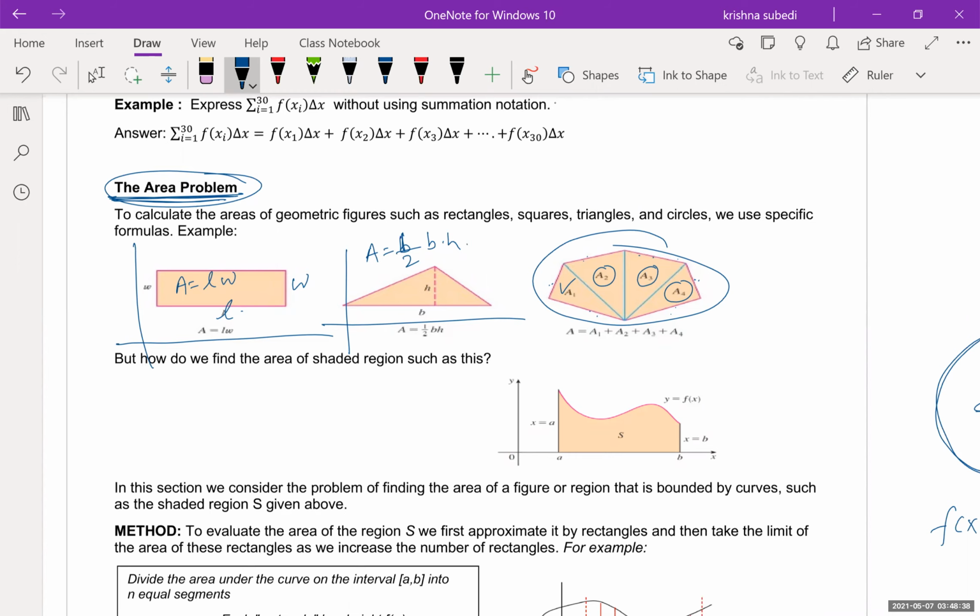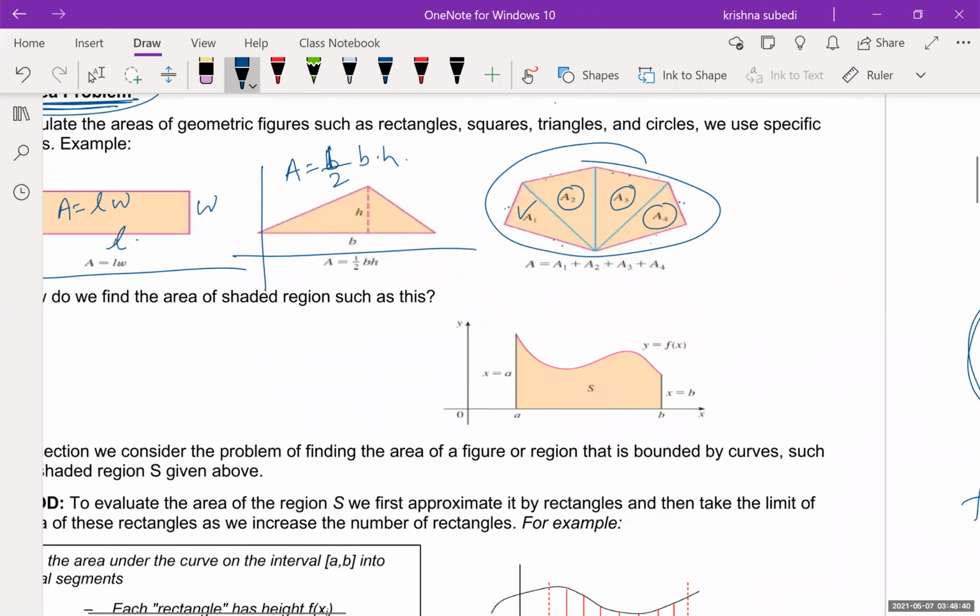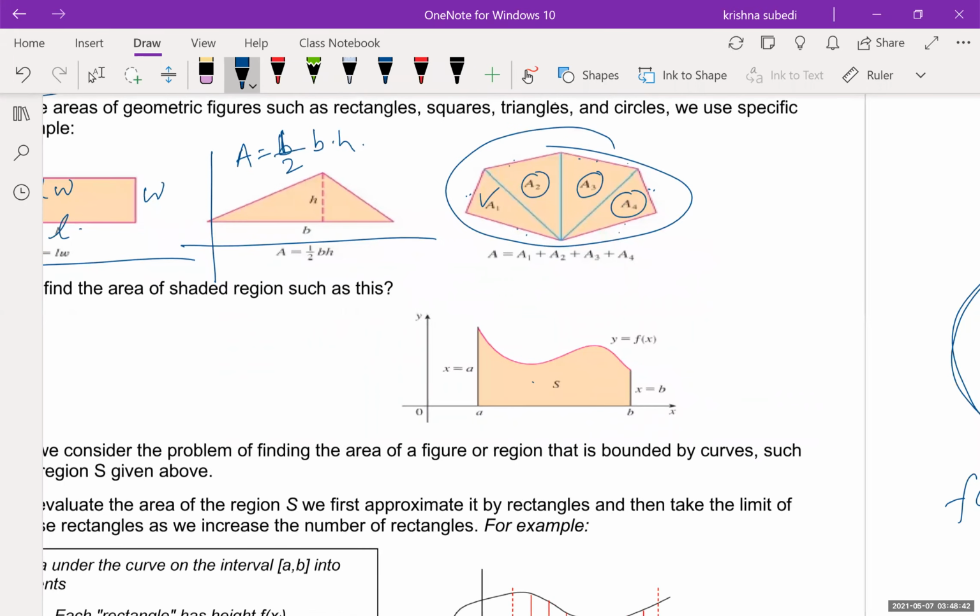Now the problem is, if I ask you what is the area of this S, how do you find it? All of a sudden your high school geometry collapses, right? You cannot find the exact area using high school geometry. And so that's the power of calculus, guys. We will now know how to find the area of this.